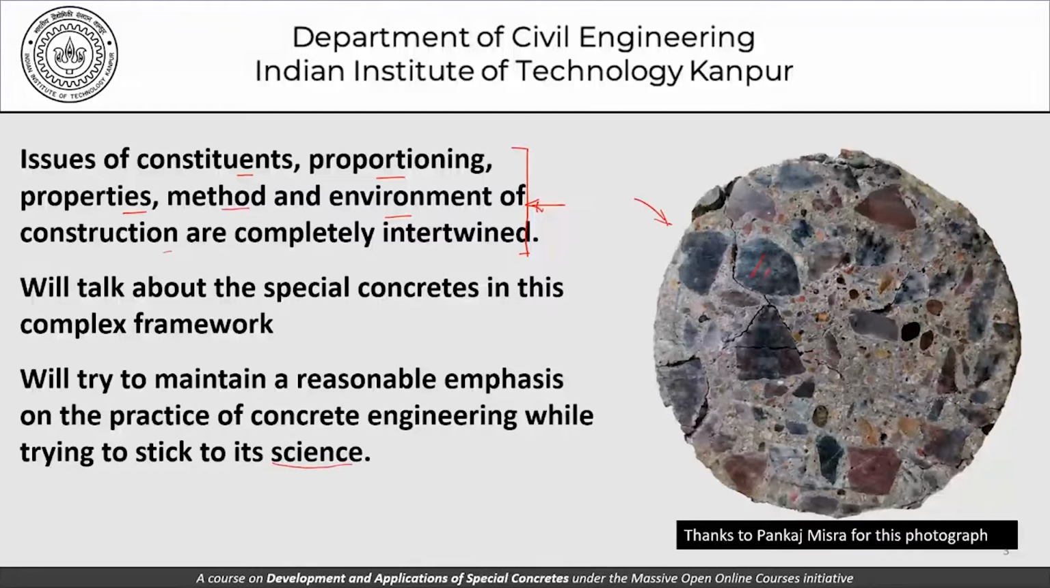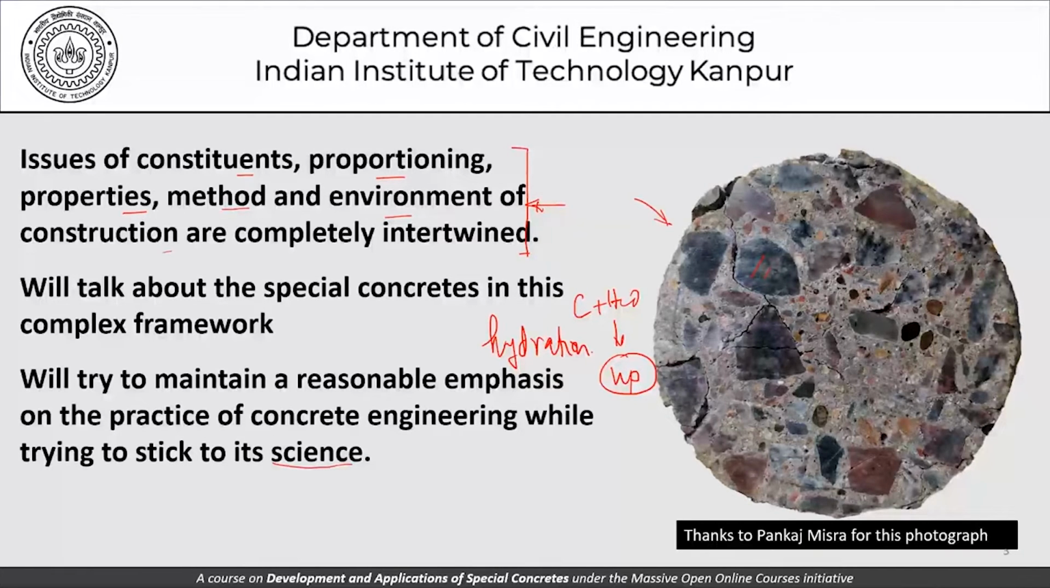Now, what is science and what is engineering? Science is basically a study of whatever is. For example, hydration. Hydration is nothing but the reaction of cement with water to give you hydration products. Now, this is a science. There is a science involved in hydration.